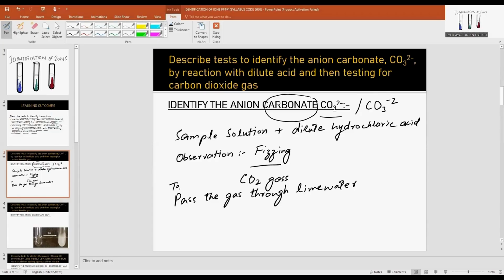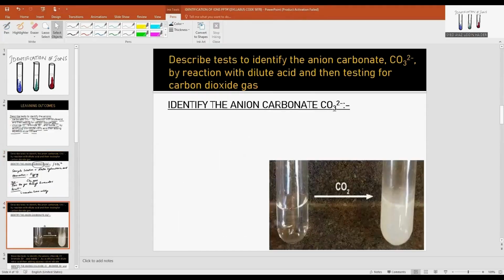This is the test. Result: lime water turns milky. In the next slide, I will show you the end result as well as the reactions taking place here.